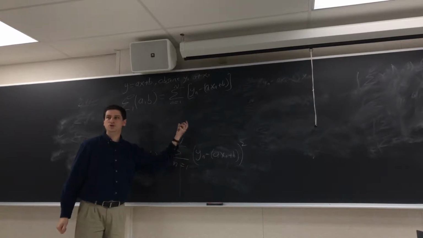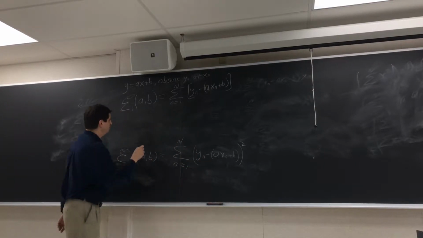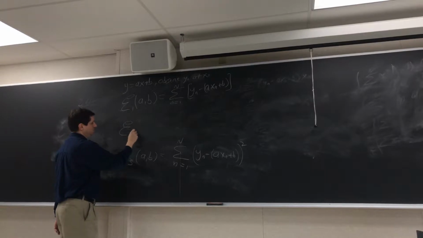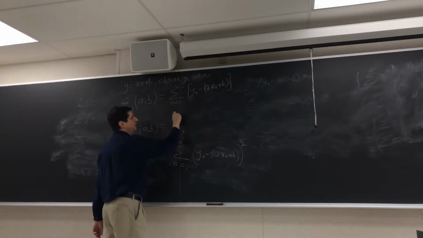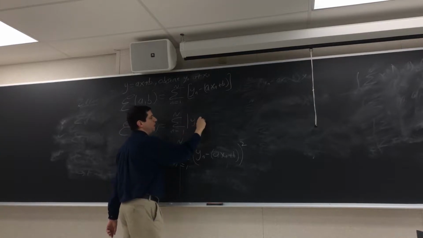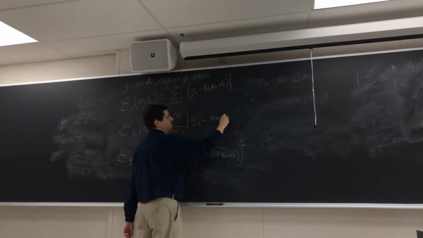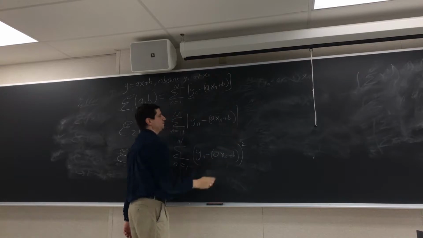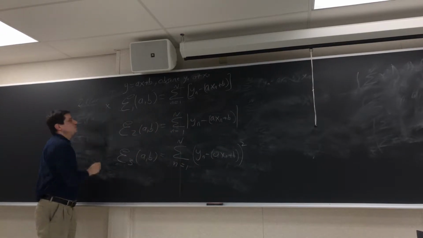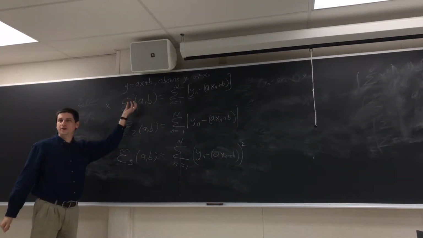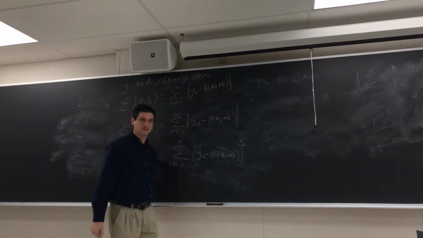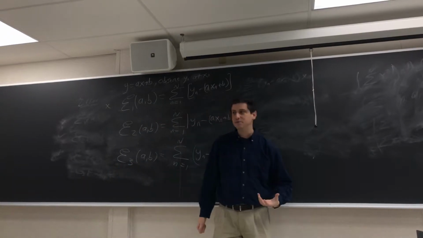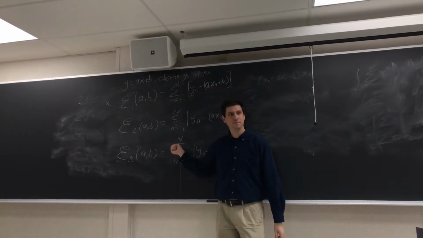Great. What else could we have done? Absolute values. So it would be the sum, n goes from 1 to n, of the absolute value of yn minus (axn plus b). All right. We should all agree that the first notion of error is right out. It is not worthy of being considered. But we have two valid candidates, E2 and E3, absolute values and squares.